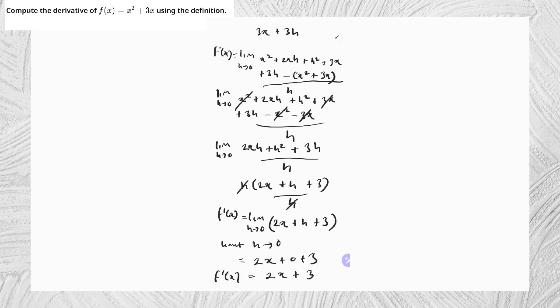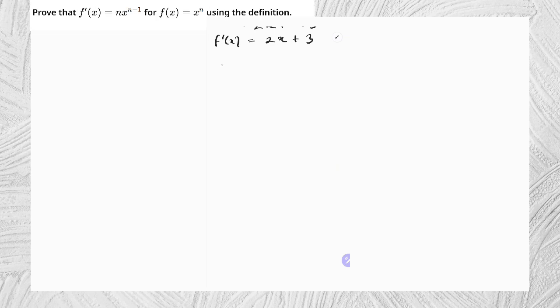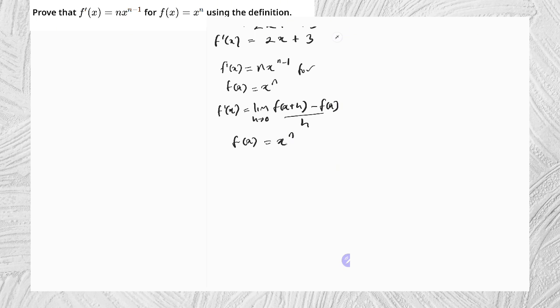So our next question: we are asked to prove that the differentiation of f(x) is equal to n x to the n minus 1, for f(x) equal to x raised to n, using the definition. So we start with the definition, which is f(x + h) minus f(x) divided by h as we limit h to 0. And once we substitute f(x) equals x to the n into that formula, we have f(x + h) equals (x + h) raised to power n.